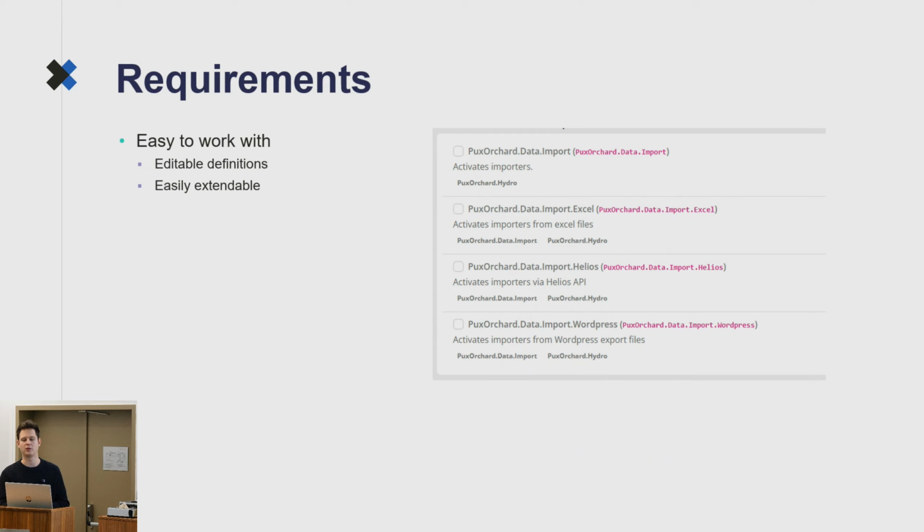Let me show you what the structure of the modules looks like. Basically, the most important one is Orchard data import, which is the core module that handles the import itself. And for each data source, we create a new module that only defines the data source service, which obtains the data, and also some settings that are related to the data itself.